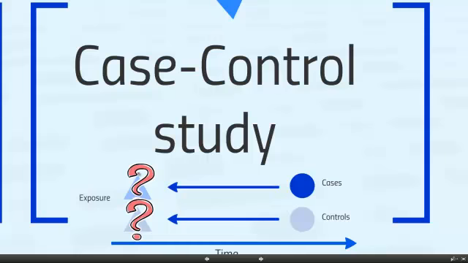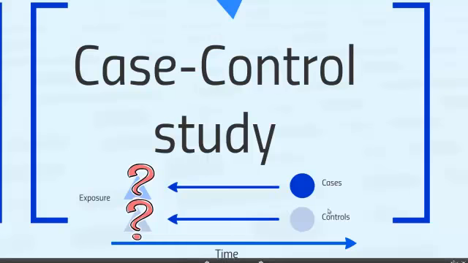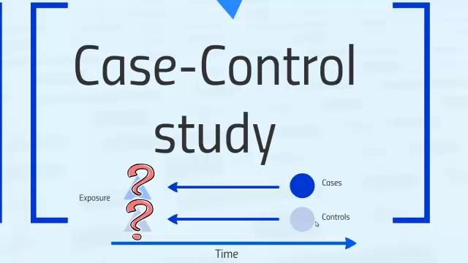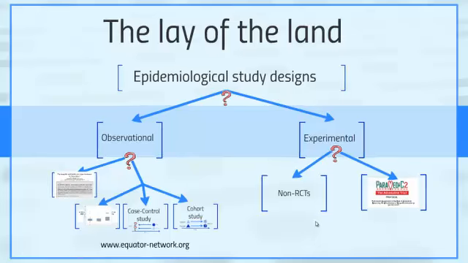Great for rare outcomes, great for looking at multiple exposures. If you want to not have the expense of a cohort study, you can do a case control study, but it has its own limitations regarding inherent bias between groups. The important thing is you're starting off with the outcome and you're looking backwards in time to the exposure. And that would be an overview of the observational side of the research. That is, in a nutshell, the lay of the land for epidemiological studies. And now we know where descriptive research lies within this paradigm.